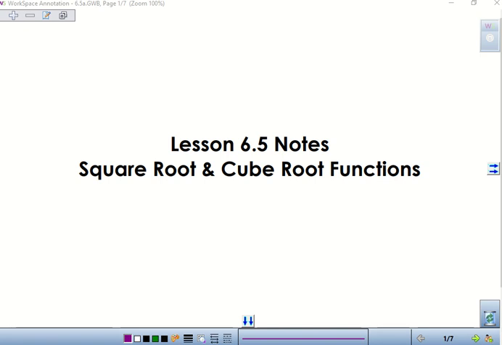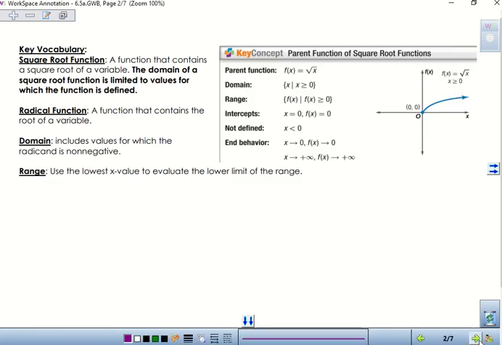Covering 6.5. So 6.5 is going to deal with square root and cube root functions. So let's talk a little bit about what those even are before we get into anything dealing with them. A square root function, the parent function is just going to be the square root of x, and a cube root function is going to be the cube root of x, okay?